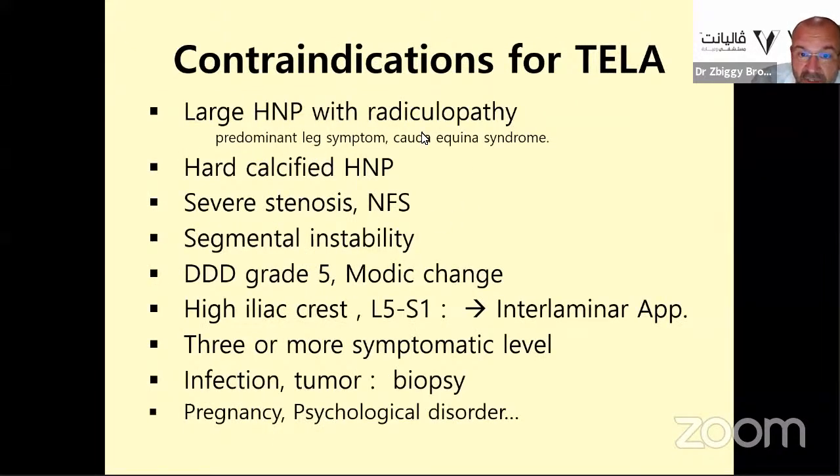Contraindication: if we have a large herniated disc with radiculopathy, better the conventional monoportal, or interlaminar if this is the level L5-S1. Hard calcified disc, we cannot operate. Severe stenosis, also segmental instability, disc degenerative disease grade 5. Still, we have to have some hydrated nucleus and minimum osteophytes. Modic changes we can combine with Intracept, intravertebral basivertebral nerve denervation.